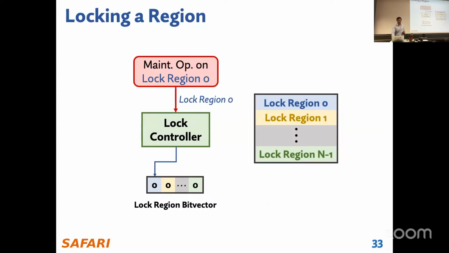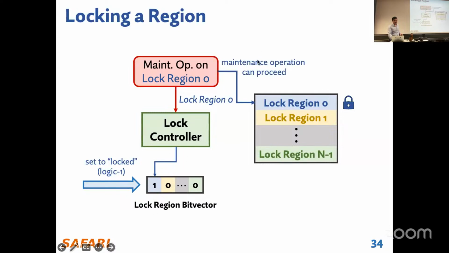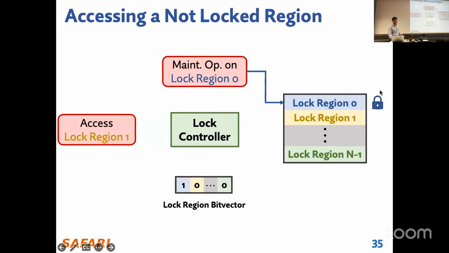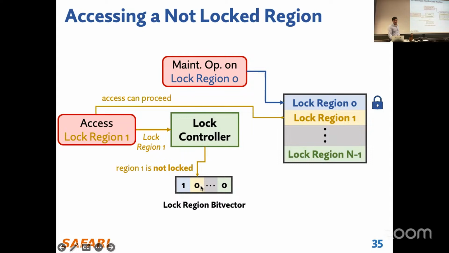So the maintenance operation attempts to lock region 0, and region 0 here is not locked right now. In this case, the lock controller acquires this region 0 by setting the corresponding bit in the bit vector. And the maintenance operation can now proceed in region 0. If the memory controller wants to access a different not locked region, such as region 1 here in yellow, it checks the corresponding bit in the bit vector. Because region 1 is not locked, the access can proceed.